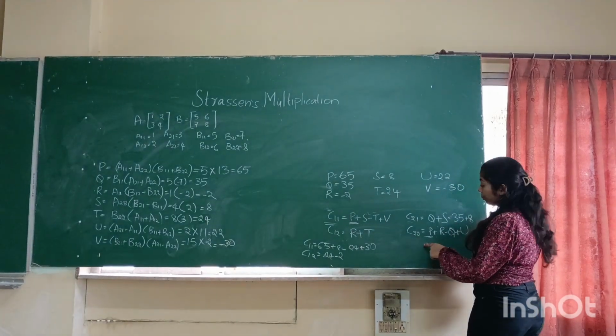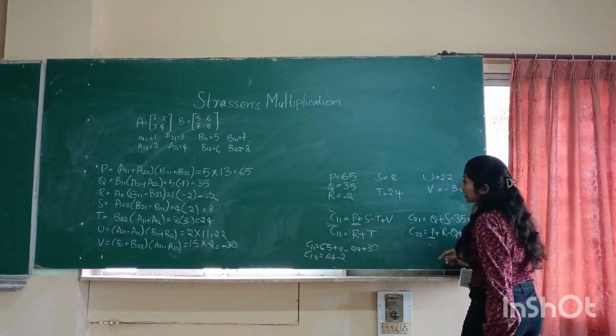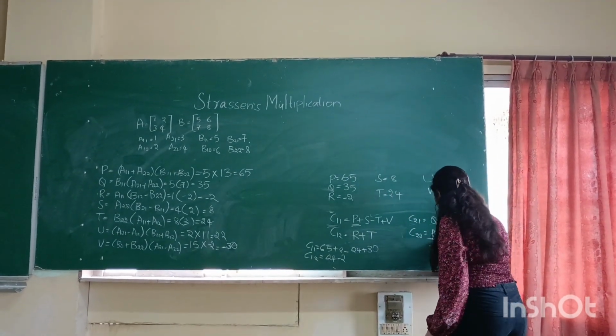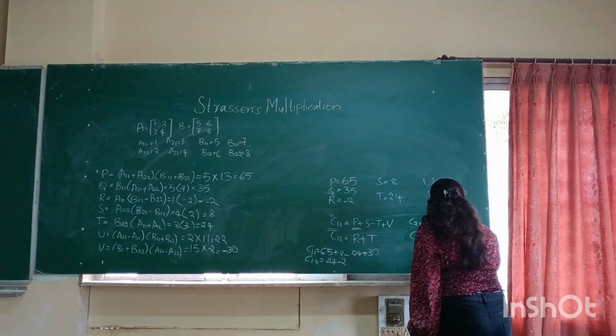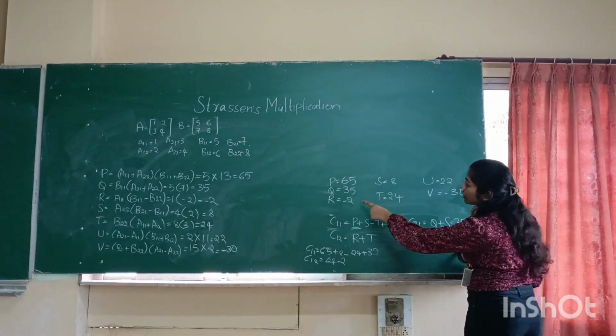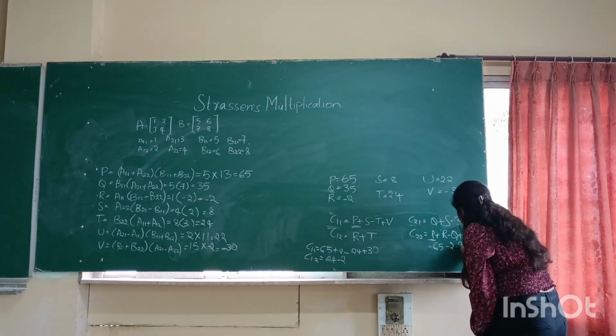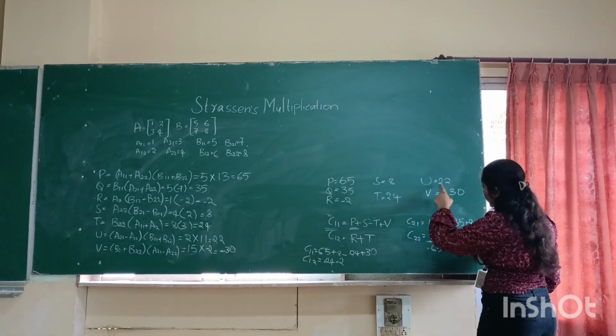Coming to C22, P is 65. 65 plus of minus 2 is 65 minus 2. Minus Q. Q is 35. So minus 35 plus U. U is 22.